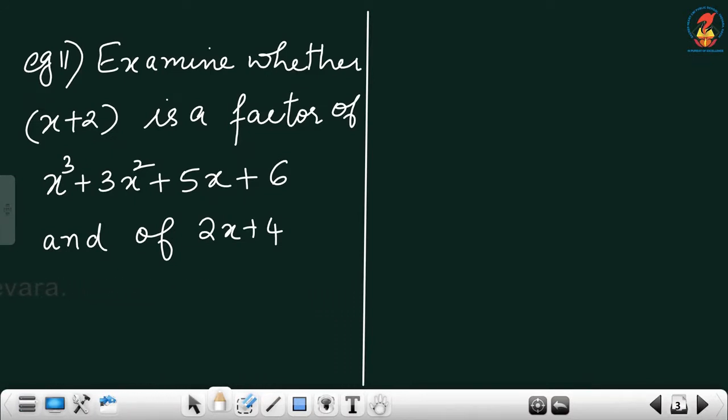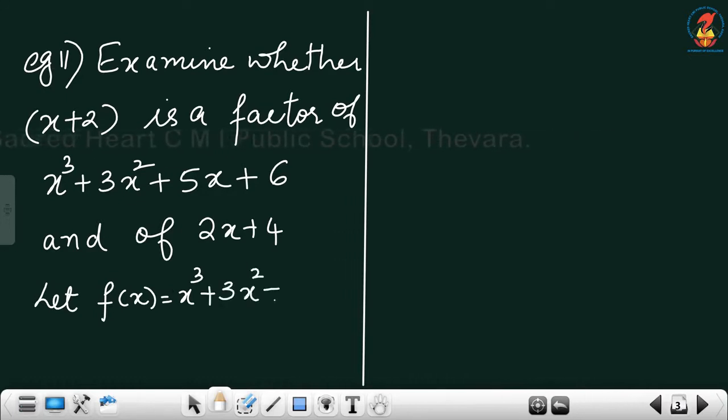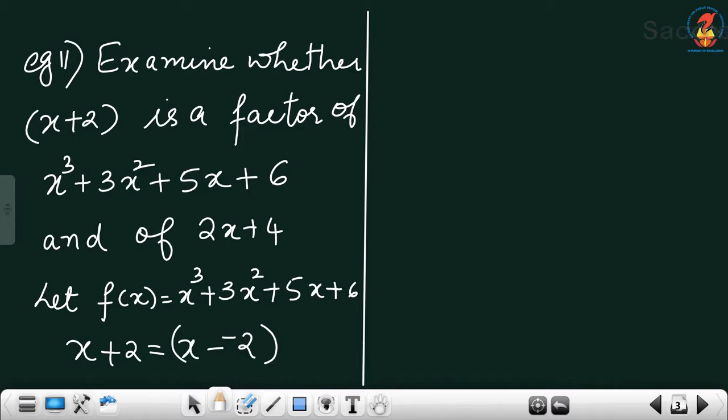Example 11, examine whether x plus 2 is a factor of x cube plus 3x square plus 5x plus 6 and of 2x plus 4. You have to check whether x plus 2 is a factor of these two polynomials. So first we suppose let f of x is equal to x cube plus 3x square plus 5x plus 6. We have to check whether x plus 2 is a factor of this. For this we have to make this in the form x minus a. So x minus minus 2 is the polynomial.